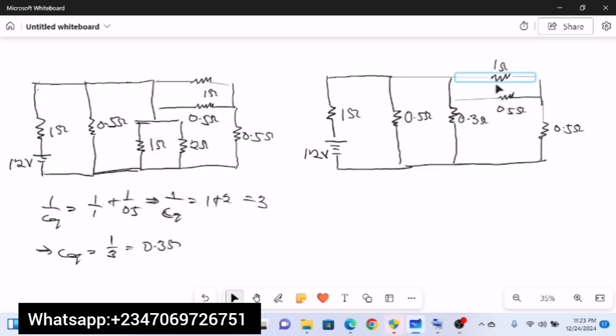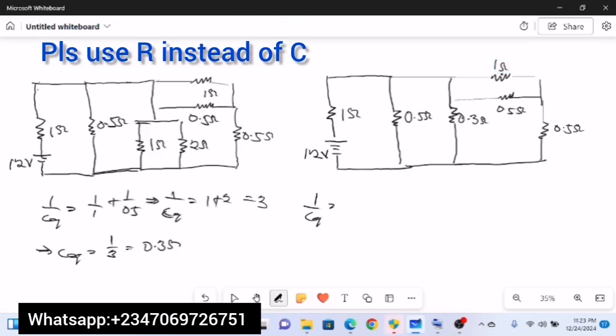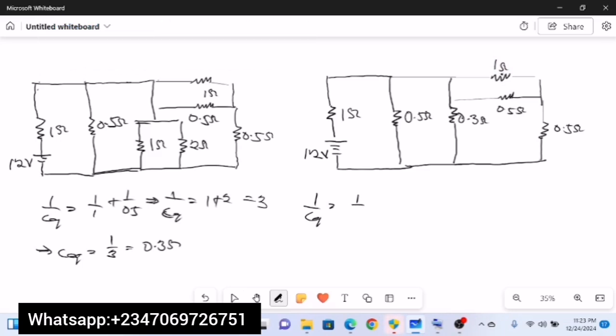In parallel connection. So since they're in parallel connection, you can easily resolve these two. So we find the equivalent resistance between these two. Once again, 1 over R equivalent is going to be equal to 1 over the first resistor there is 1, so 1 over 1 plus 1 over 0.5. So 1 over R equivalent is equal to 1 over 1 is 1 plus 1 over 0.5 is 2. This is actually 3. So once again, you're going to have your equivalent resistance become 1 over 3, which is 0.3 ohms.